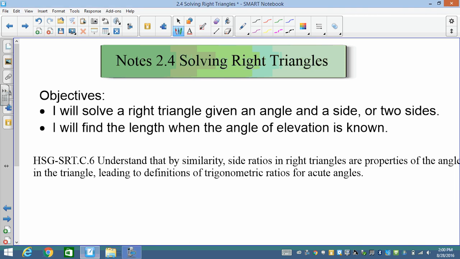This is Notes 2.4, Solving Right Triangles. Your objectives are to solve a right triangle given an angle and a side or two sides, and the second part will be to find the length when the angle of elevation is known. Objective 1 we'll do today first, and the second video will be the second objective.